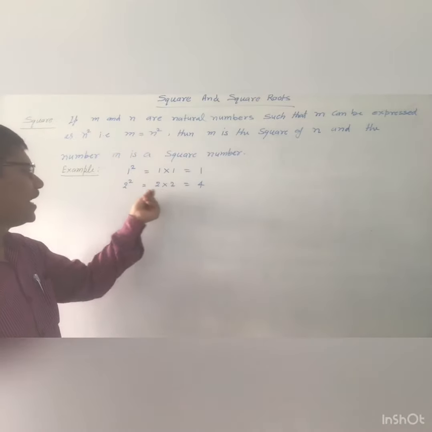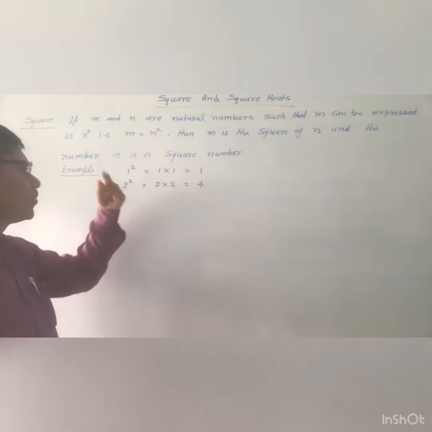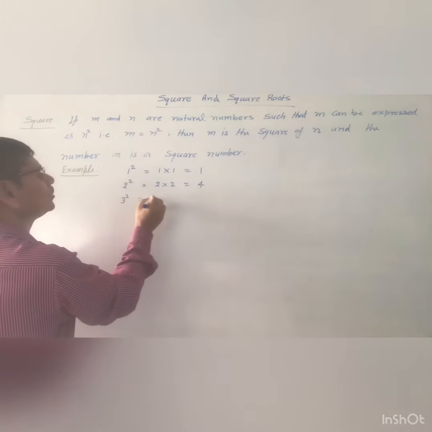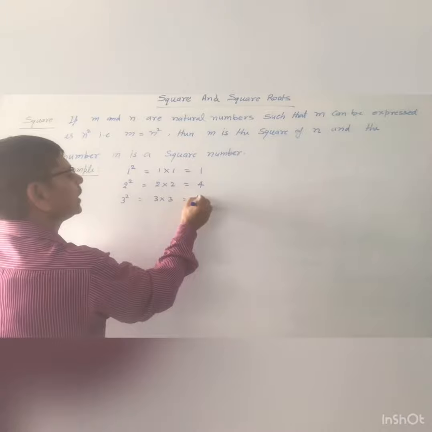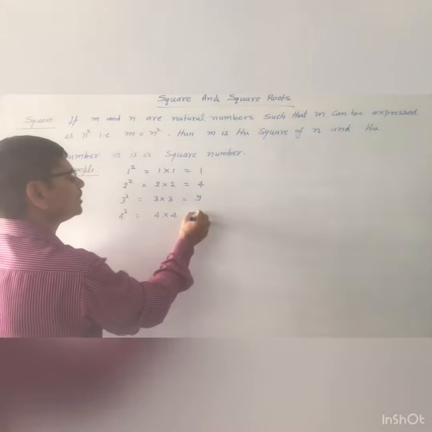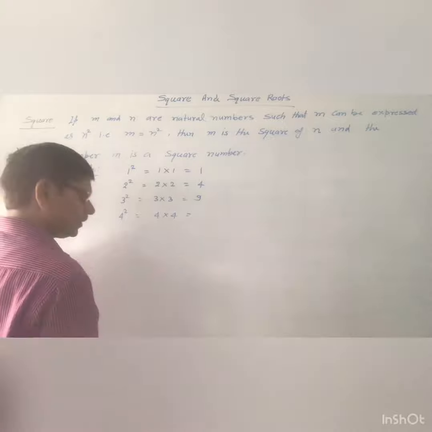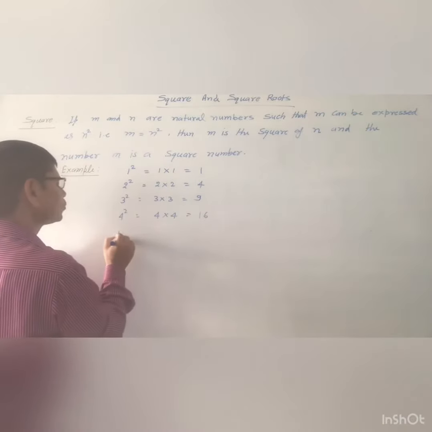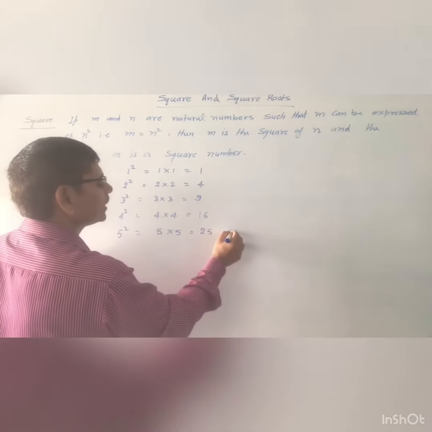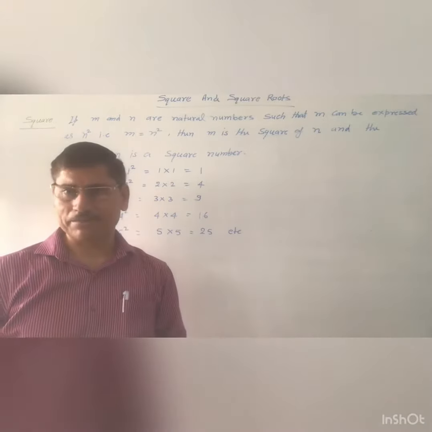So you can say that 4 is a square number, that is 2 square, and 1 is a square number, that is 1 square. Similarly, 3 square equal to 3 into 3, that is 9, and 4 square equal to 4 into 4, that is 16, and 5 square equal to 5 into 5, that is 25, etc. So these all are square numbers.